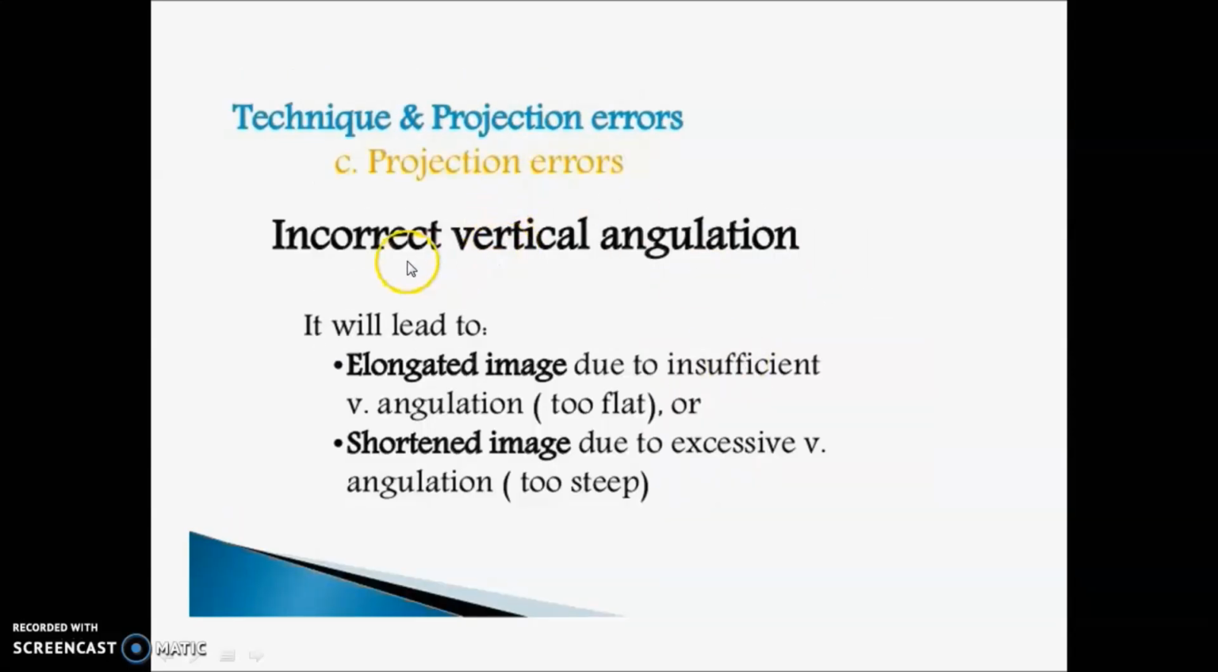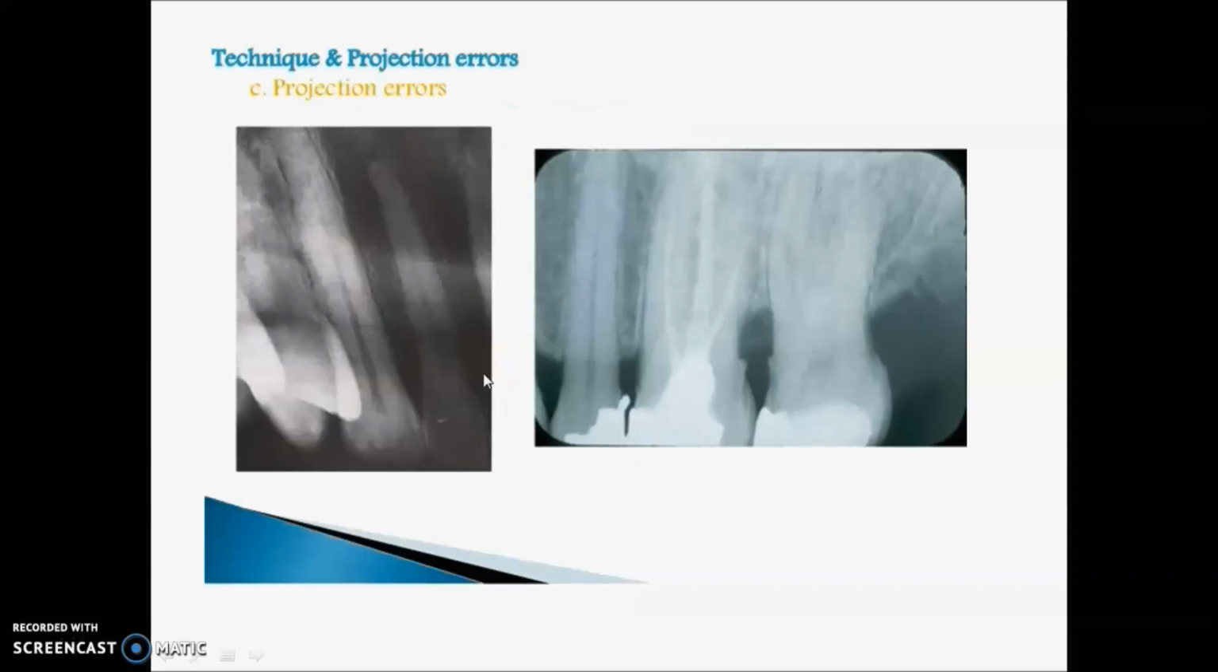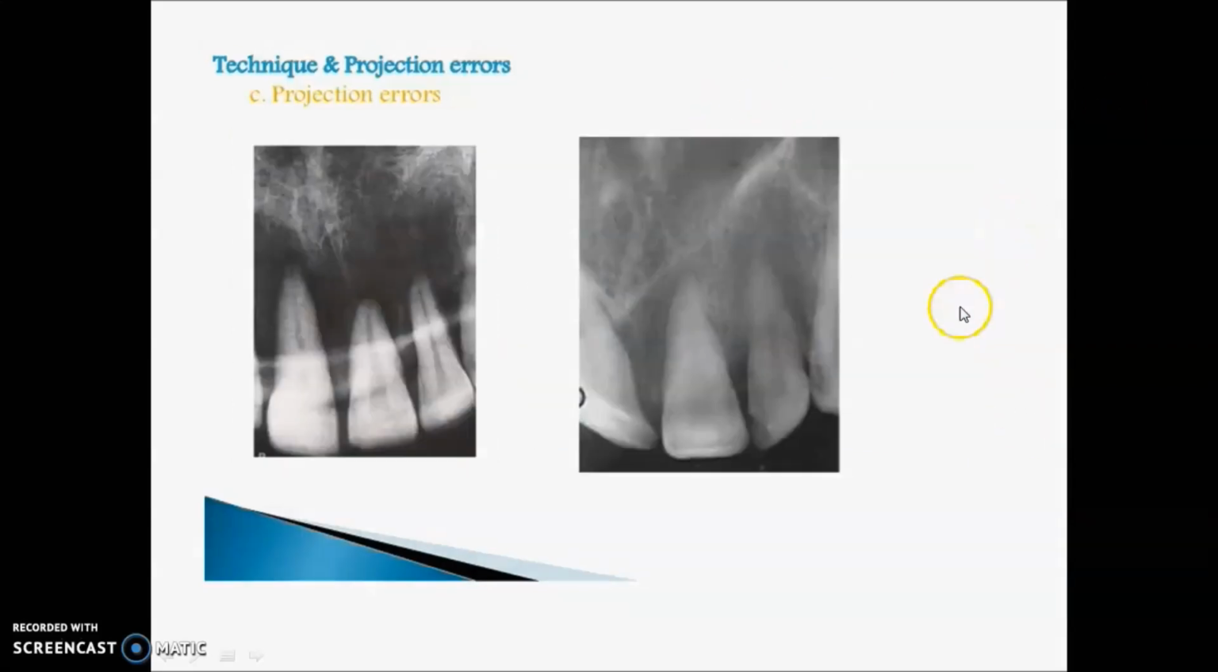Then we have projection errors like incorrect vertical angulation. It can result in two things, that is the elongated image and the shortened image. So you can see this is an example of your elongated image, and this is your foreshortening.